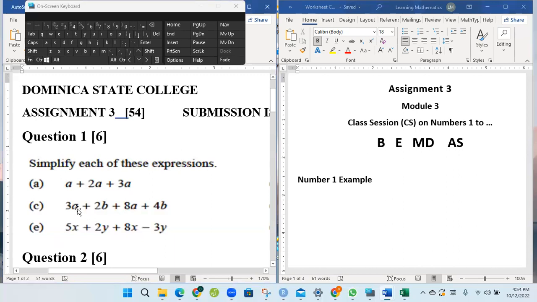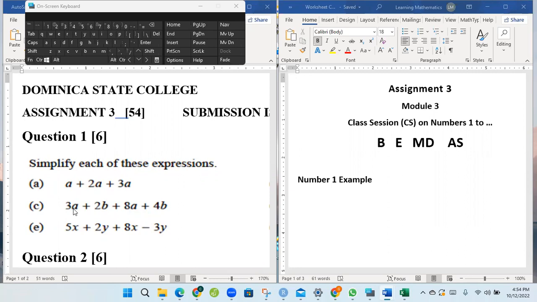Now, when you have different letters in an expression, it means something else. So if A is orange, B cannot be oranges. B is probably something else. B could be grapefruits. So you can call this 3 oranges and 2 grapefruits. So therefore now, different letters mean something different.